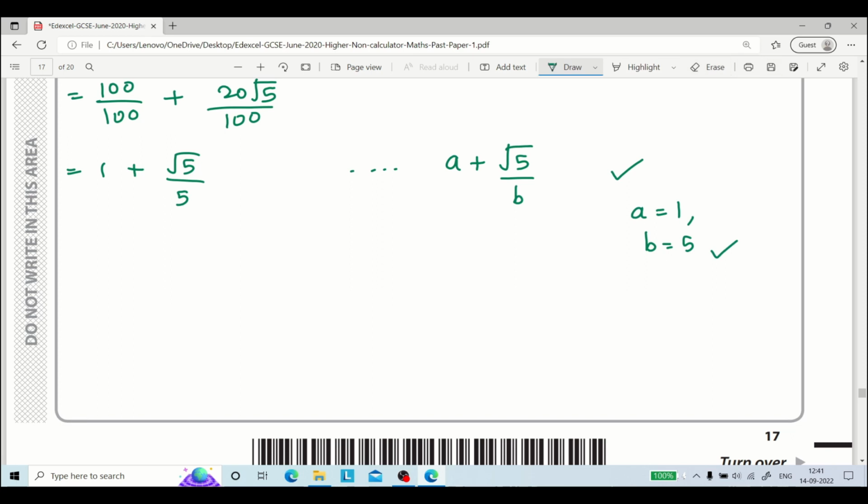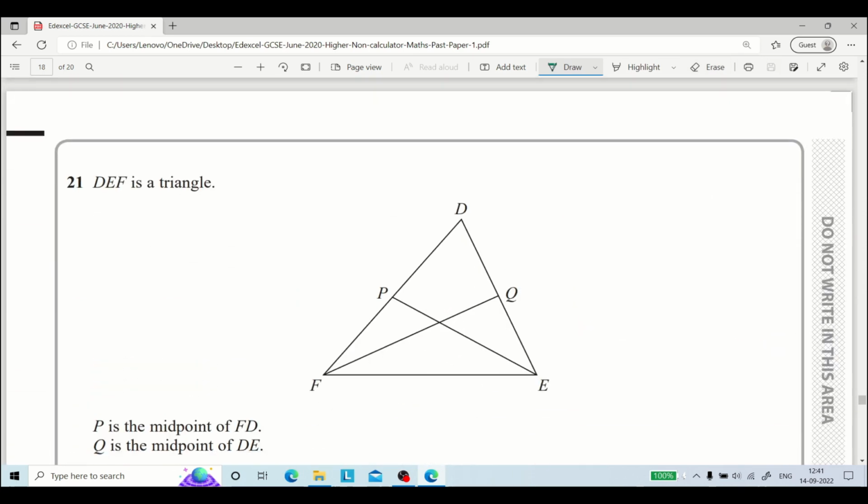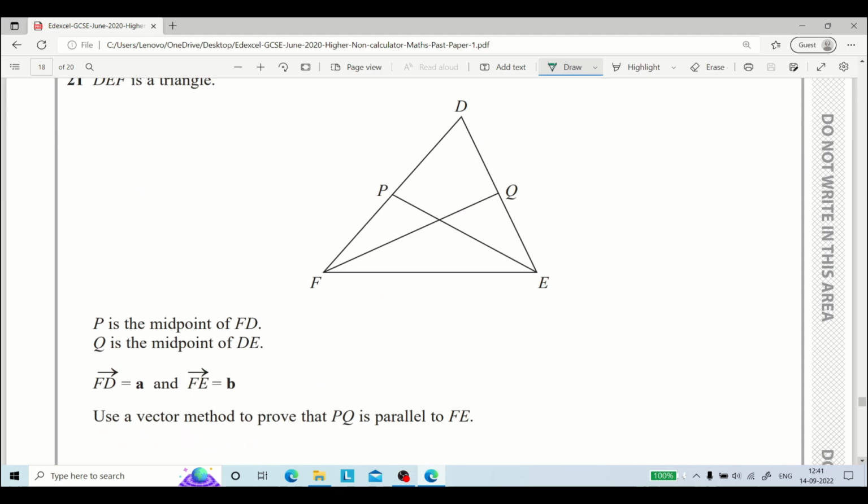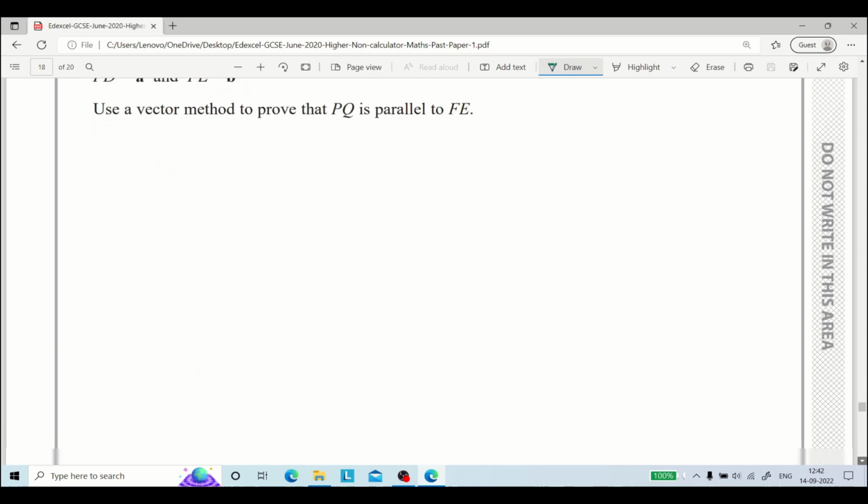Okay. Moving on to our next question of the day. Question number 21. Okay, we are starting again with the geometry part. DEF is a triangle. P is the midpoint of FD. Q is the midpoint of DE. Vector FD is equal to A and FE is equal to B. Use a vector method to prove PQ is parallel to FE. PQ, which means this part. I'll request you to please keep the diagram handy.